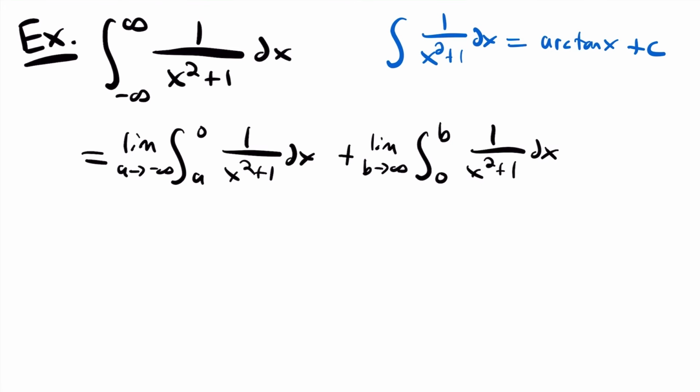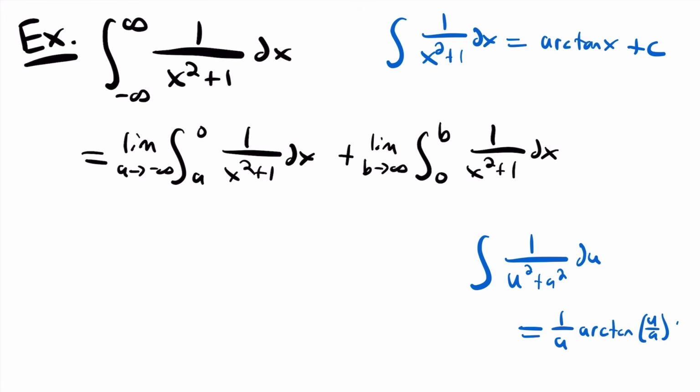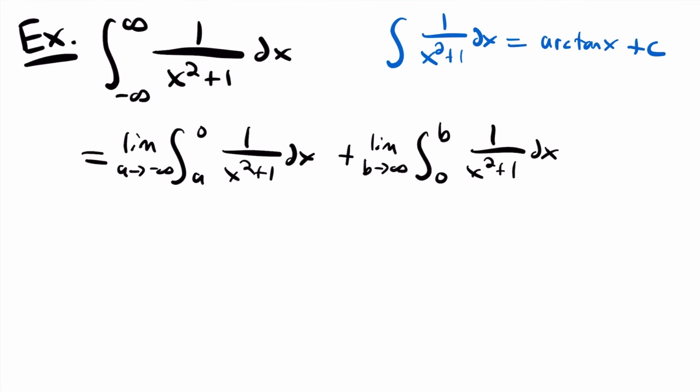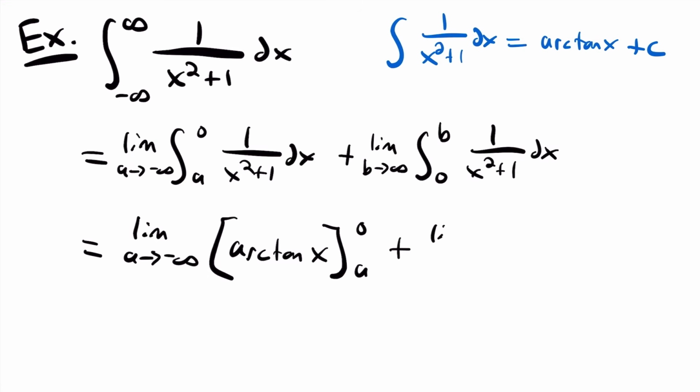And this stems from the more complicated version that the integral of 1 divided by u squared plus a squared times du is equal to 1 divided by a times arctangent of u divided by a plus c. But you don't need to worry about that in this case because we just have 1 divided by x squared plus 1, but this is maybe the rule that you were used to seeing or you were more familiar with. But anyway, let's integrate our two integrals here. This will be equal to the limit as a approaches negative infinity of arctangent of x evaluated from a to 0 plus the limit as b approaches infinity of arctangent of x evaluated from 0 to b.